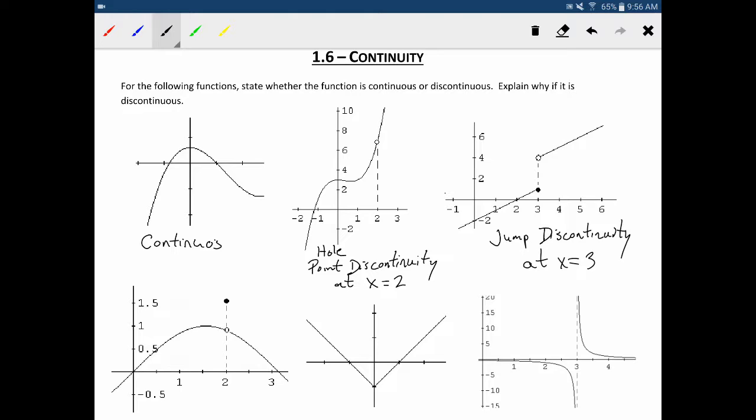I did spell continuous wrong right here. Hold on, let's just correct this. Did I spell? Oh my goodness.